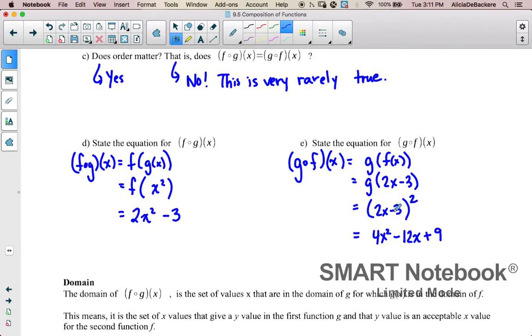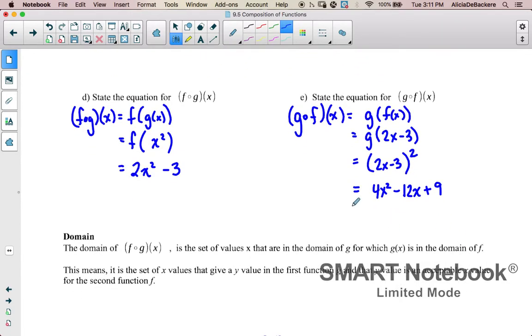This one being in factored form we might like better. This one in standard form depends what you want to do with it, I guess. In the next section, we're going to talk about domains. So just for a second, I'm going to come back and talk about these domains.